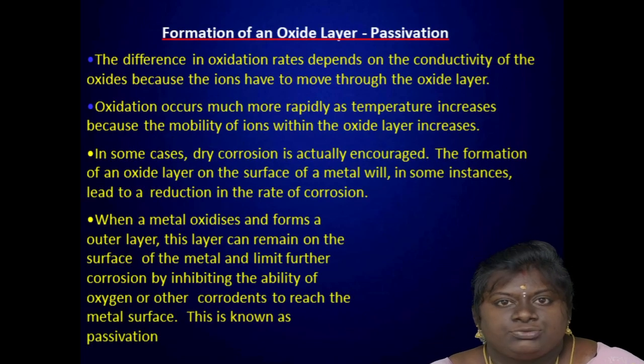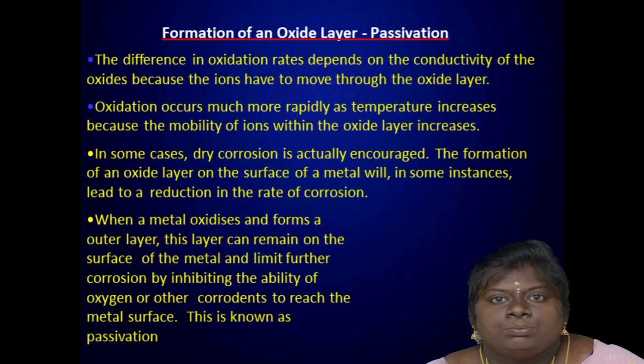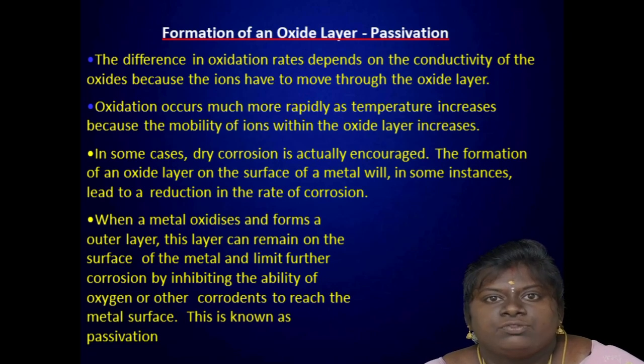Next one is passivation. Passivation is an important step needed for the prevention of corrosion. There are many steps taken for that. The important one is passivation, because if an oxide layer is formed on the metal surface, it acts as a protecting layer for the metal. If any other gases come to attack the metal surface, it protects the metal and avoids corrosion.